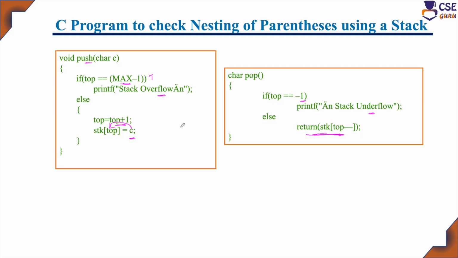This is a C program example to check the validity of parentheses using the stack data structure, and this is one of the very important applications of stack. Already in stack, we have discussed how to reverse a list using the stack data structure. This is the second example: how to check the validity of parentheses using stack.